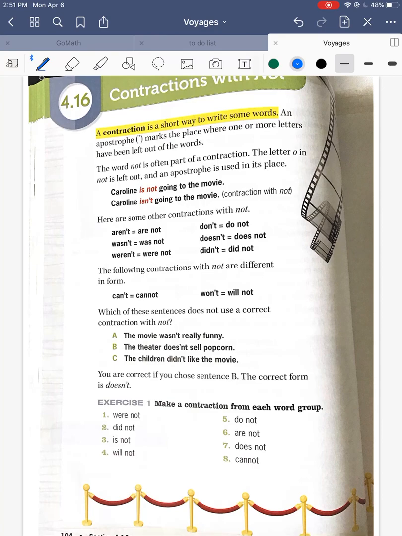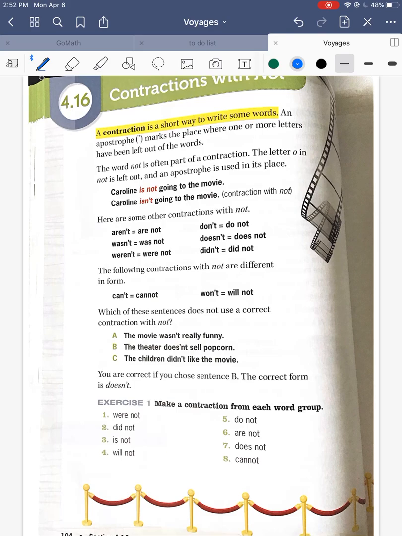Today we're talking about contractions, which we've done before in Voyages, and then you've done it a lot in Simple Solutions, and then we had contractions for spelling words one week. A contraction is a short way to write words, so it's like when you put two words together and make it shorter. So the contraction we're working with today is not. This one's a little bit different when you write it, because the apostrophe that you put in a contraction goes in the middle of the word not.